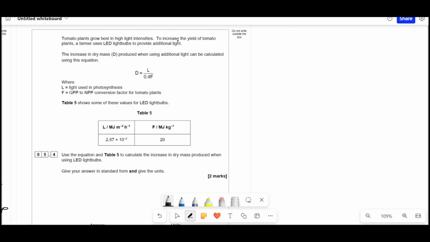Tomato plants grow best in high light intensities. To increase the yield of tomato plants, a farmer uses LED light bulbs to provide additional light.